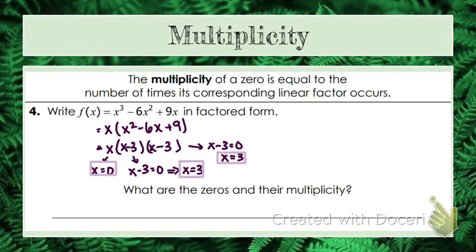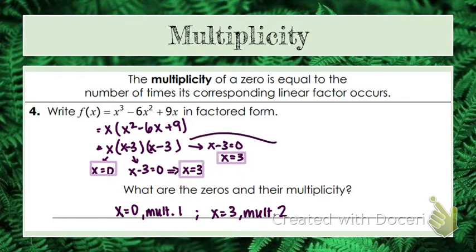So this asks, what are the zeros and their multiplicity? So we have x equals 0, and it only shows up once. So we're going to say x equals 0, multiplicity, which we're going to abbreviate, of 1. And then we're going to use a semicolon to separate them. And then the next one, we have x. That's a really bad semicolon. So then we have x equals 3 with a multiplicity of 2 because it shows up twice.